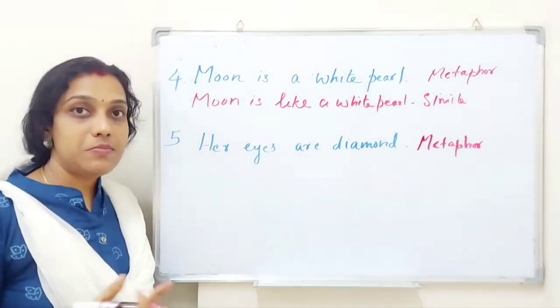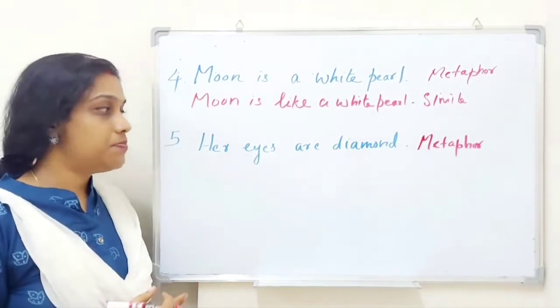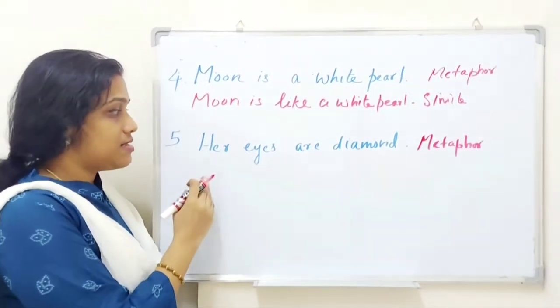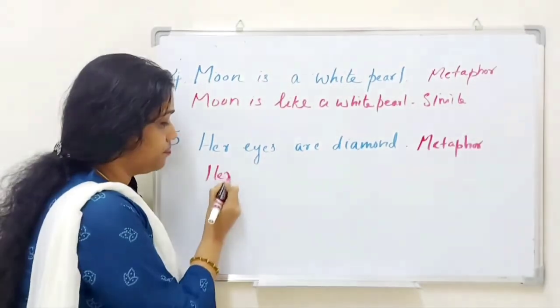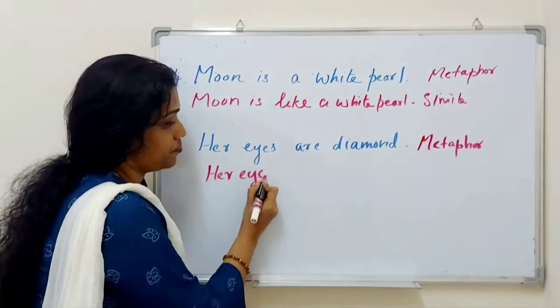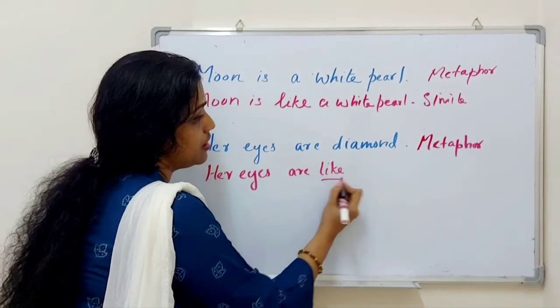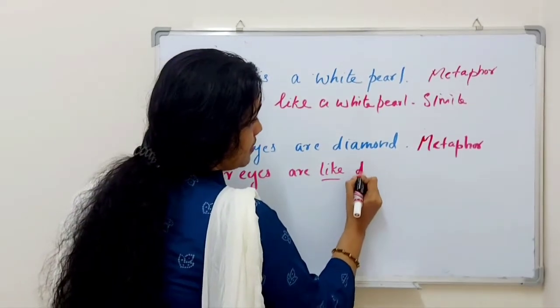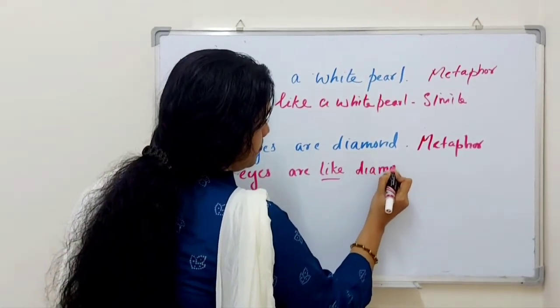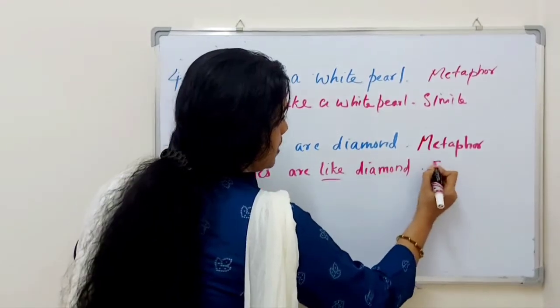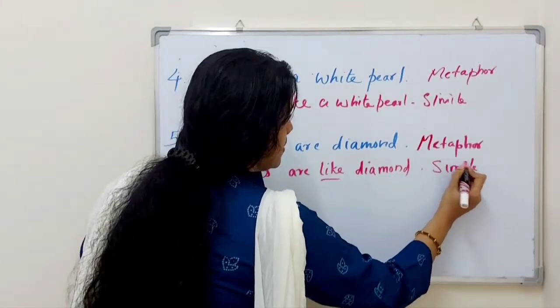And how can we write a simile with the same sentence? Is it possible? To write a simile, we can say that her eyes are like diamond. We have to use the connecting word like, right? In this way it becomes a simile.